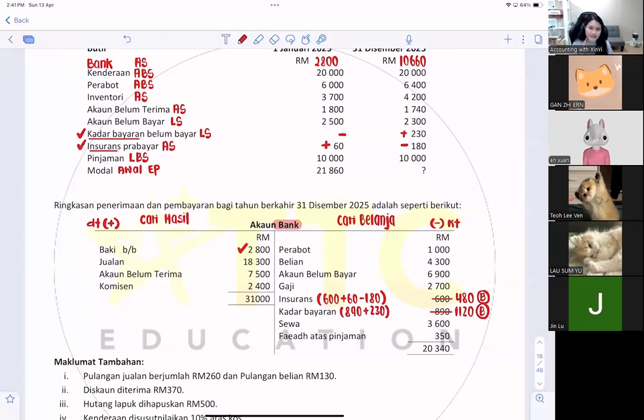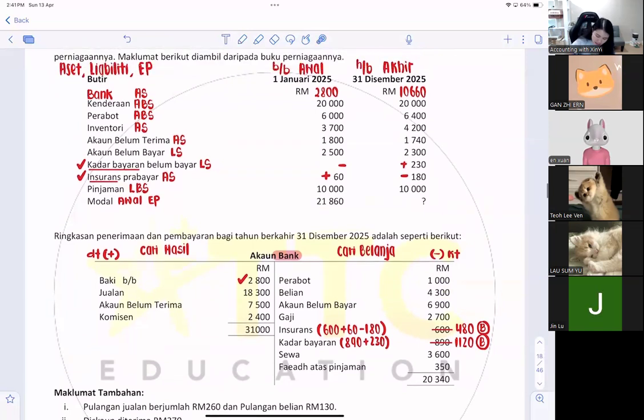Okay, so both the pelarasan are done already, and when you think it's finished, no, we have one more hidden kind of pelarasan that you have to find by yourself, which is among these 2 ABS. Now, what is the clue to having susut nilai? It is when you find any ABS having a different number between the beginning of the year and end of the year. So you see, for kenderaan, right, beginning of the year is 20,000, end of year, still 20,000, so no problems at all, right? But for perabot, did you notice that from 6,000, it went up to 6,400 already? Now, you tell me that this is a susut nilai. Of course, it doesn't make sense because the numbers are growing, right? If you want it to be a susut nilai, it has to go down.